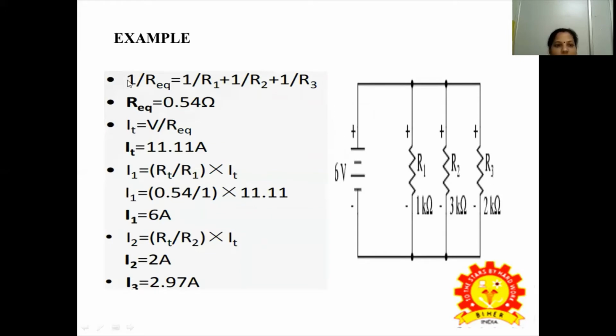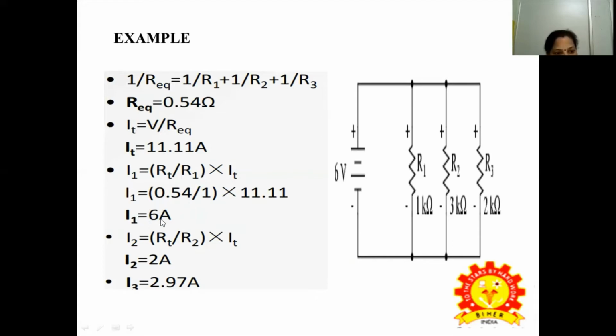plus 3 by R2 plus 2 by R3. So R equivalent of the circuit is equal to 0.54 ohms. So total current equals V by R equivalent. So IT equals 11.11 amperes. So I1 equals RT divided by R1 into IT. So you apply the values of RT to get I1.